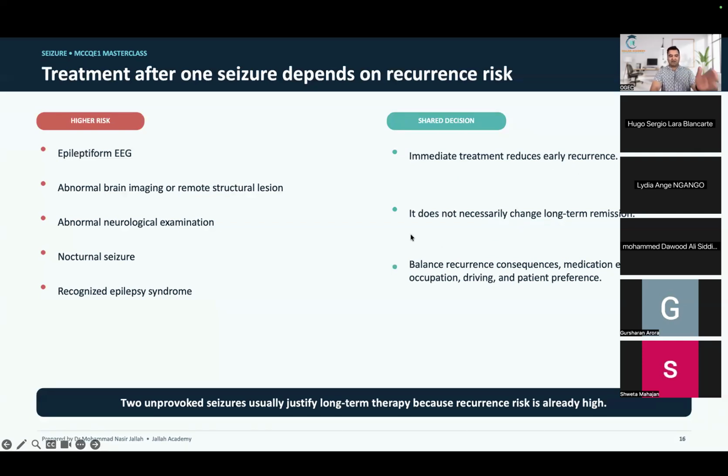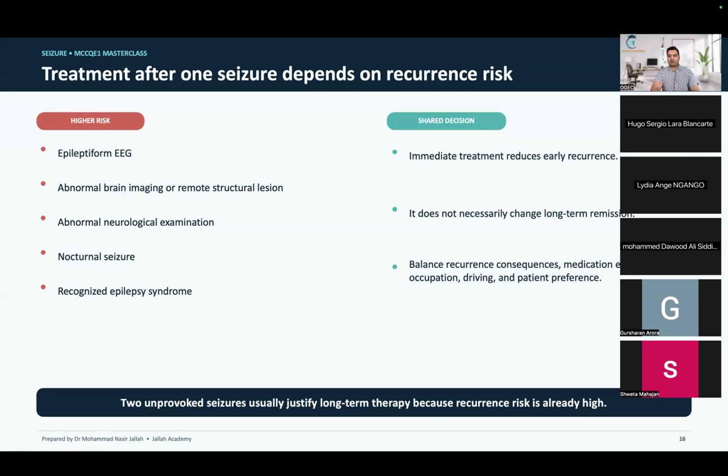So it means if there is an epilepsy, sometimes they think, oh, it's not going to happen again. It will happen again, and then it happens again, and then again. By the time you get to the doctor, it will be to the stage that nobody can help you any longer. So immediate treatment reduces early recurrence. If it happens, the sooner you seek medical attention, the better. It does not necessarily change the long-term remission.